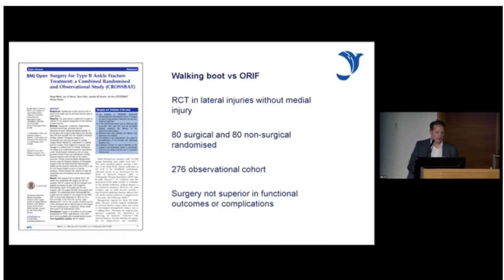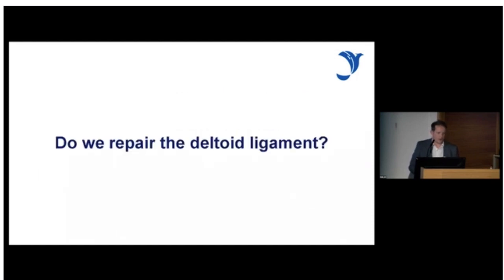Okay. There's a randomized controlled trial on that, BMJ Open, walking boot versus ORIF. For those who had stable ankles, no difference in functional results. And this is what we do throughout now. So do we repair the deltoid ligament? If we do have an unstable ankle, do we repair it?